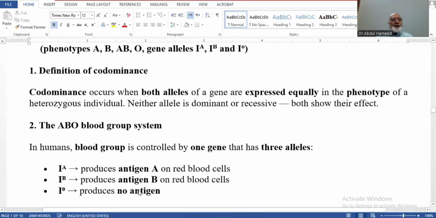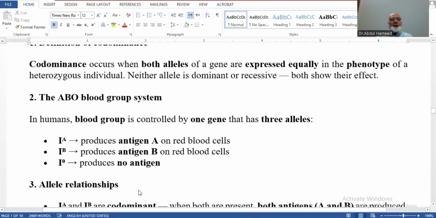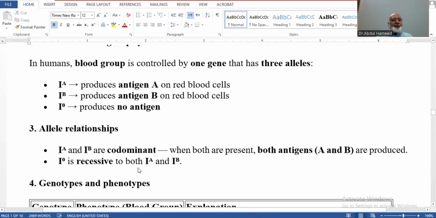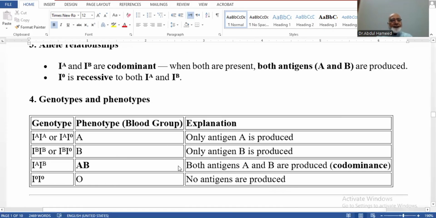ABO blood group system. In humans, blood group is controlled by one gene that has three alleles. I A produces antigen A on red blood cells, I B produces antigen B on red blood cells, and I O produces no antigen at all. So, allele relationship: I A and I B are codominant to one another. When both are present, both antigen A and B are produced, and I O is recessive to both I A and I B.